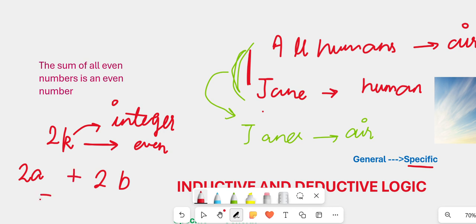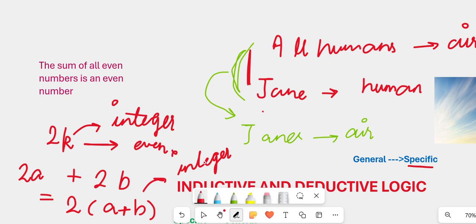When we add them, we get 2(a plus b). And since a and b are integers, a plus b will also be an integer. And this gives us our inference that an integer multiplied by 2 gives us an even number. So the sum of all even numbers is also an even number.